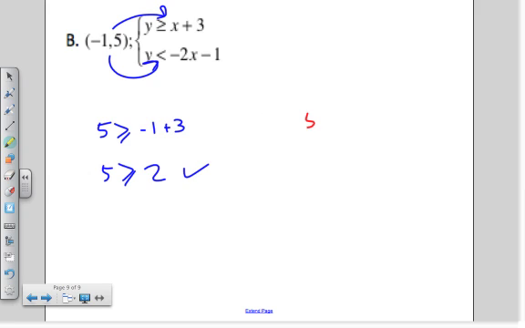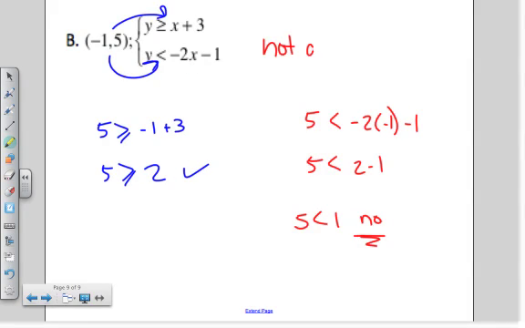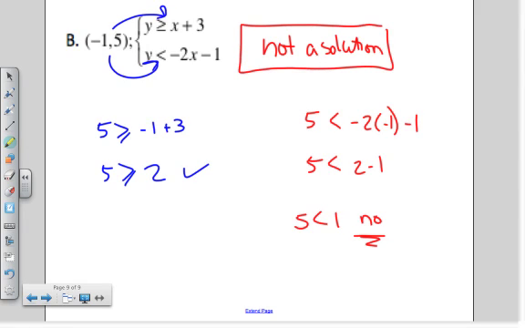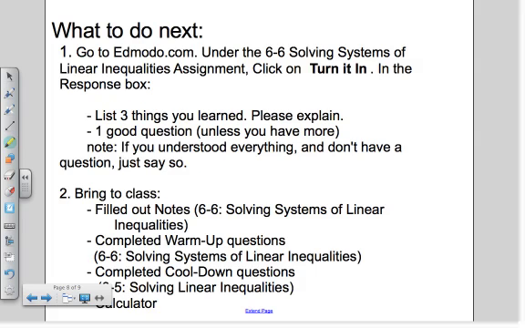What about 5 is less than negative 2 times negative 1 minus 1? Is 5 less than 2 minus 1? Is 5 less than 1? No. Okay, so this is not a solution. Okay? All right, so what to do next?